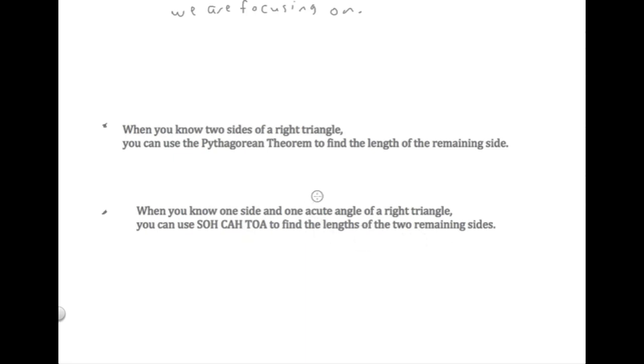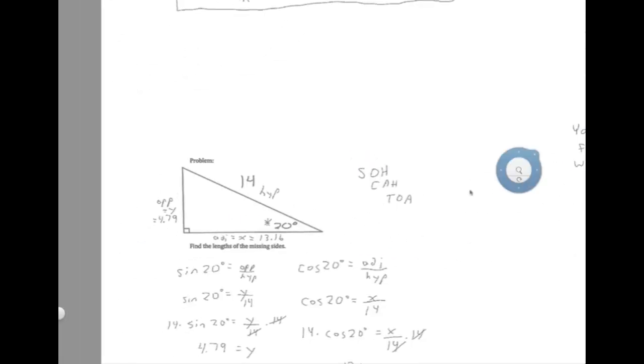You can use SOHCAHTOA to find the lengths of the remaining two sides. So what you need is one acute angle and one side to use SOHCAHTOA. So that's a pretty powerful technique. For example, in this case, we knew just this one side and this angle, and as a result, we were able to find the other two sides. Of course, like I said, if we know this angle, we really know this one too, and we've seen we can use either of the two angles to find the missing sides.